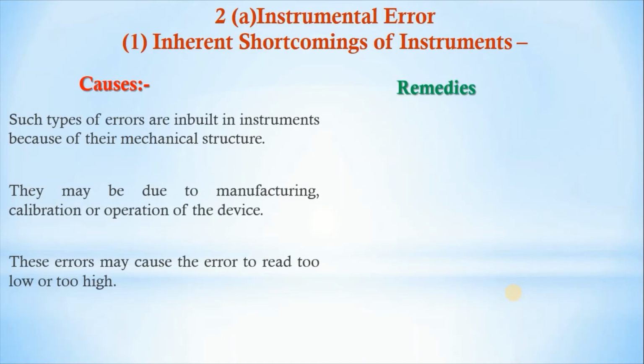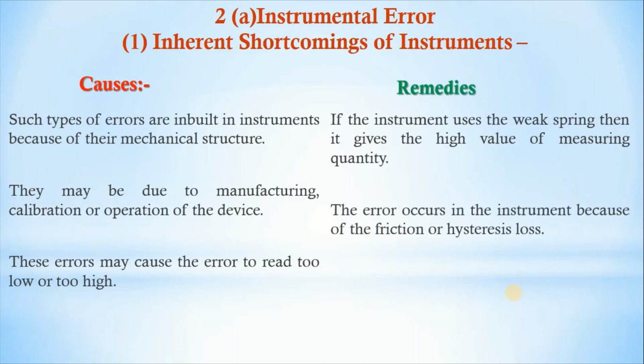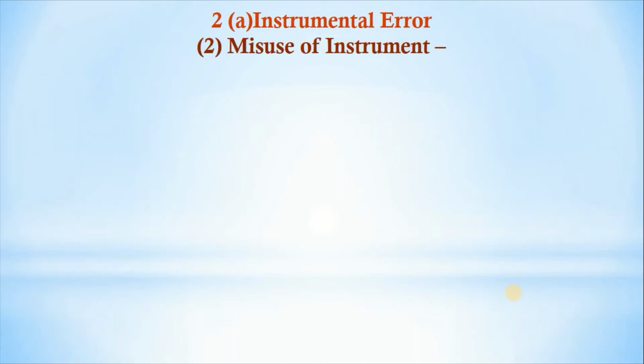So what are the remedies to remove this instrumental error which arises due to inherent shortcomings of the instrument? If the instrument uses a weak spring, then it gives a high value of the measured quantity. So errors in the instrument because of friction or stress loss, we have to reduce that.